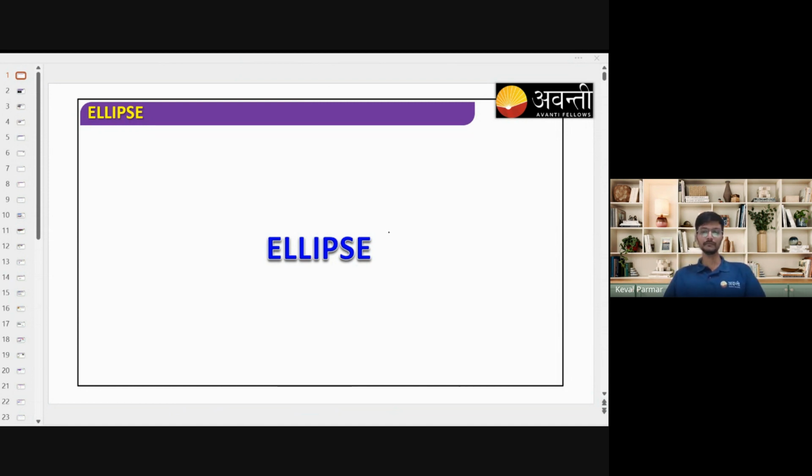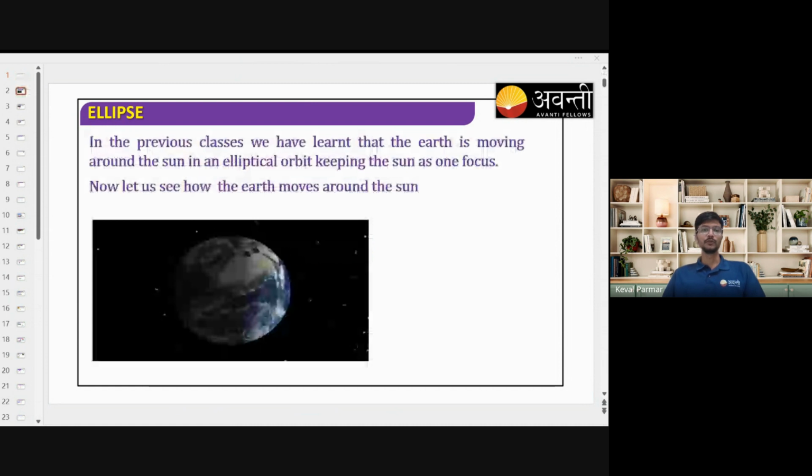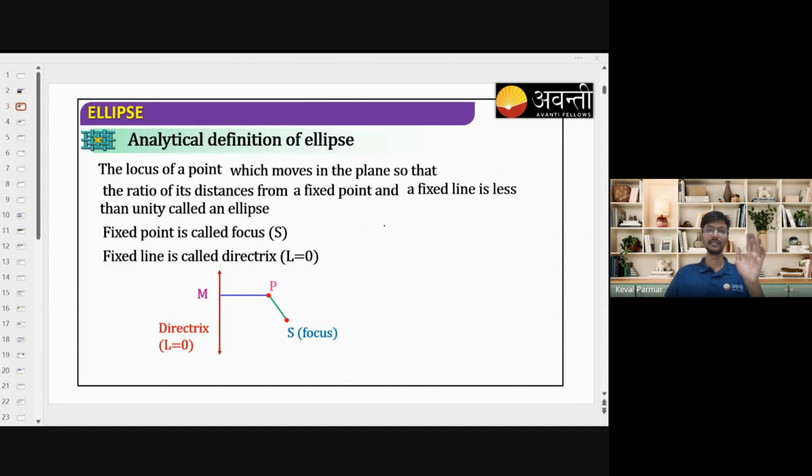In previous classes, in 9th standard, you have studied that the Earth revolves around the Sun in an elliptical orbit. So the path that Earth follows while revolving around the Sun is an elliptical path. I hope you know what an elliptical path looks like. If not, let's see what it looks like.